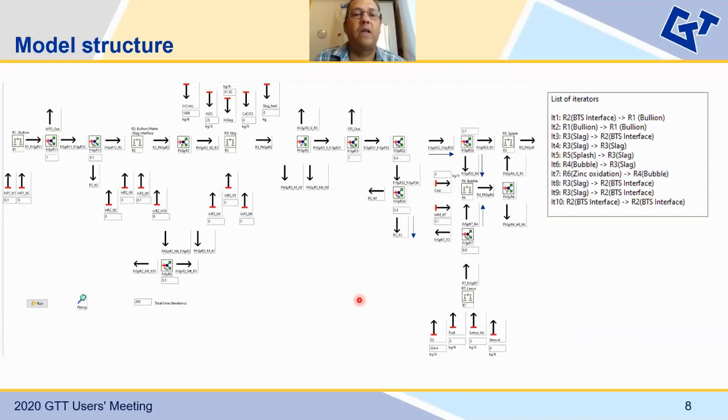The model is based on a flow sheeting approach. You have different kinds of elements in this flow sheet. There are the reactors, in this case R1, which is the bullion reactor, R2, the bullion-matte-slag interface, the slag reactor R3, the bubble reactor R4, and R5, the splash reactor. I'm not showing the whole flow sheet here because it isn't compatible with the space I have available on the slide. So I'm showing only the main part of the flow sheet.